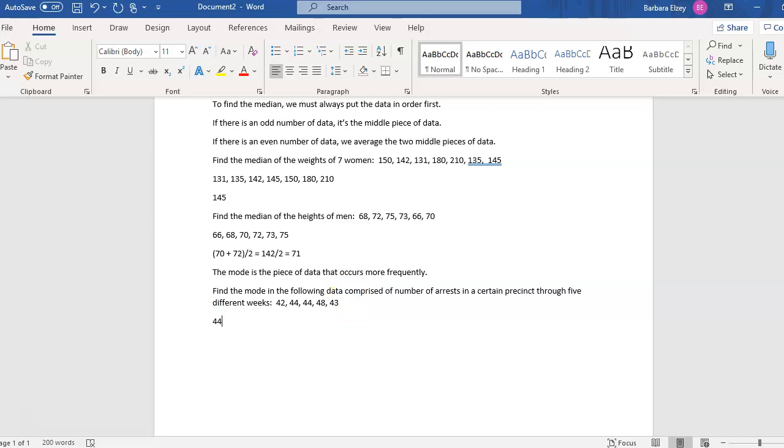Our mode is 44. Now, sometimes we will not have a mode if, for example, all of the numbers are different. And sometimes we might have more than one mode. If we, for example, had a number that occurred 3 times, and we had another number that occurred 3 times, then we might have 2 modes, or we could even have 3 modes. So we can have more than one mode.